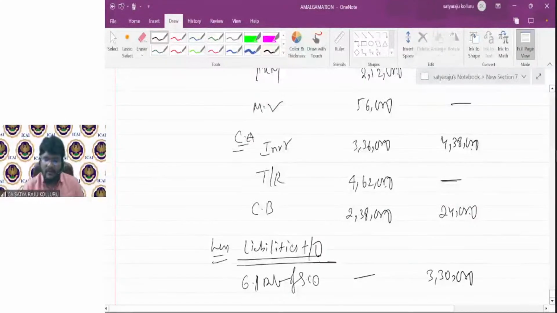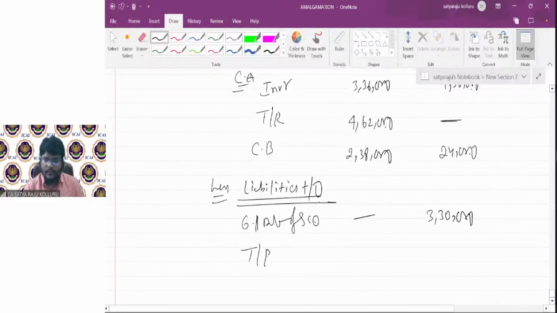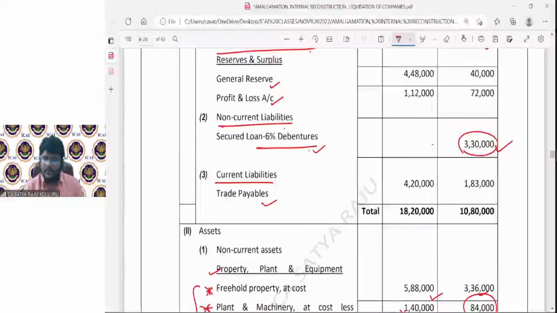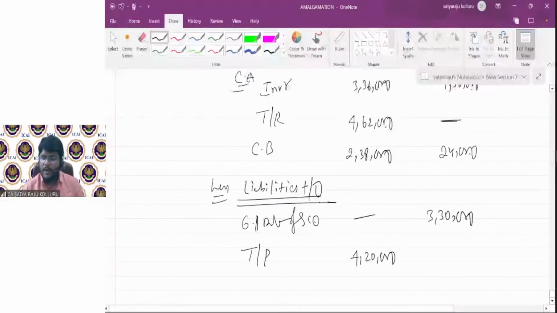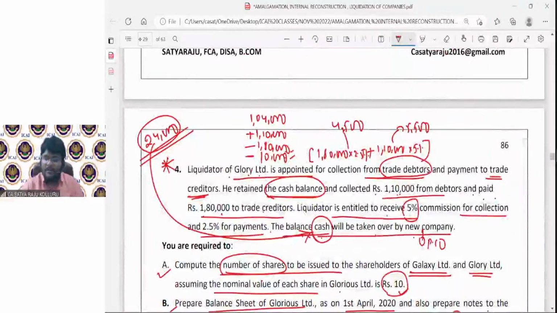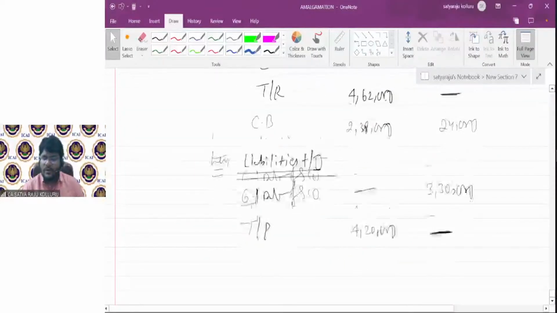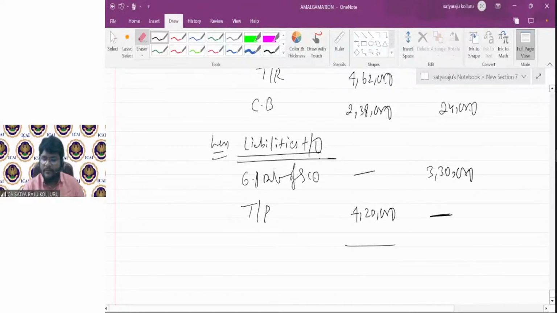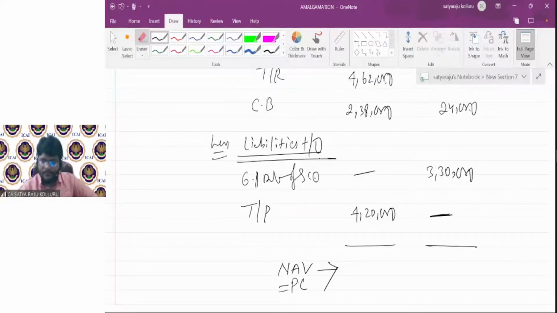For Galaxy, nothing. What are all the other liabilities? Trade payable. It is the same, 4,20,000. For Glory, don't consider anything. Why? Trade payables, who is discharging? Trade payables are also discharged by the liquidator. Is it okay? Fine, all of you. Then let me know the NAVs quickly. NAV which is equal to PC.